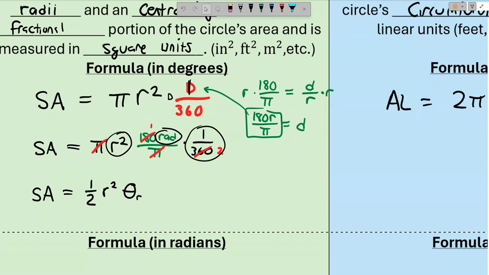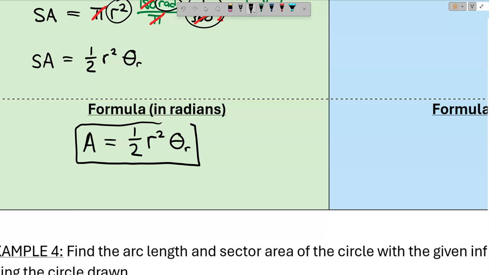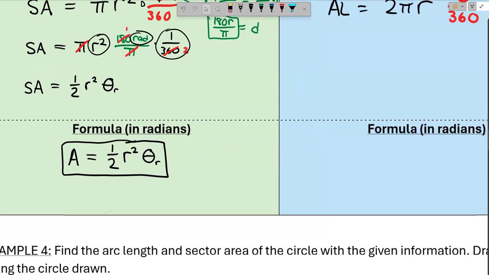And so we take our original degree formula and we can convert it into this sector area formula. Typically, we'll just use the letter A for this. It's going to be 1/2 r squared theta, and once again, just to note, that theta is going to be in radians. So this is our brand new sector area formula, as long as we do radians.